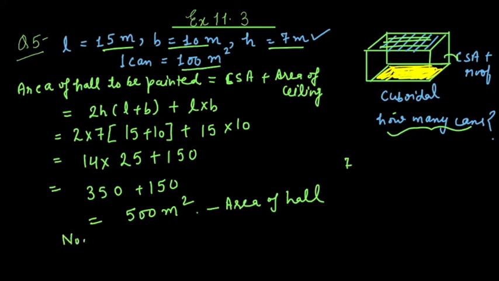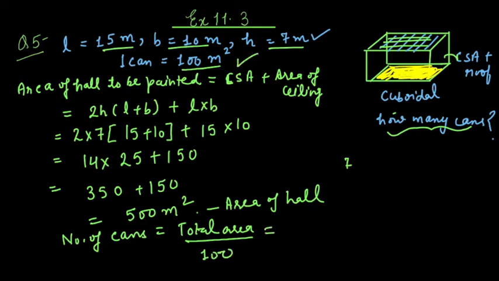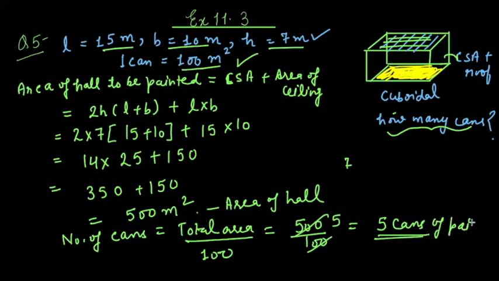So how am I going to calculate? Number of cans will be total area which he has to paint divided by 100, because he is able to paint 100 meters square in one can. 500 upon 100 is 5. It means 5 cans are required. 5 cans of paint will be required to paint 500 meters square area of the room, which is inclusive of the ceiling and 4 walls. So this was question number 5.